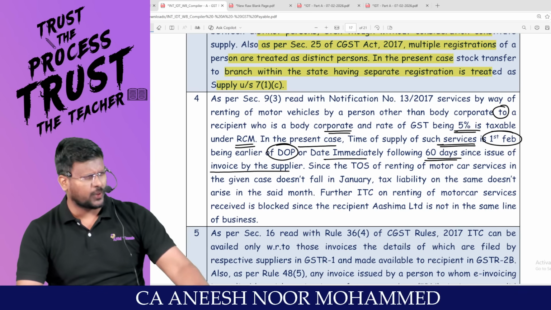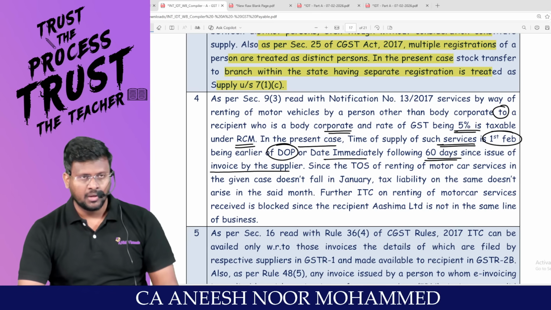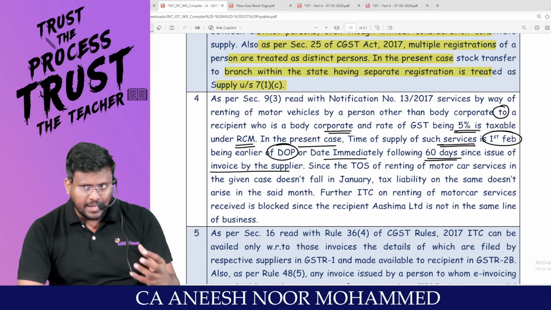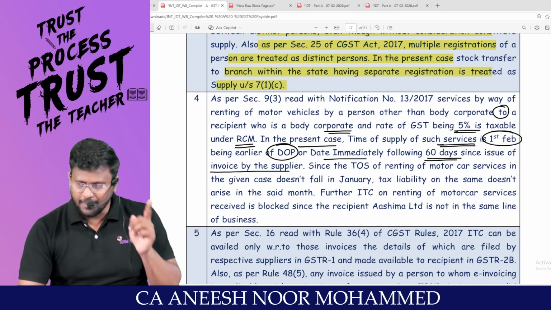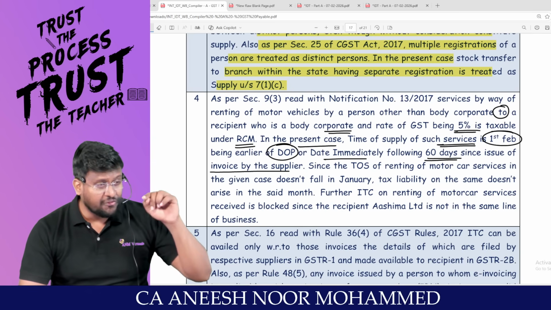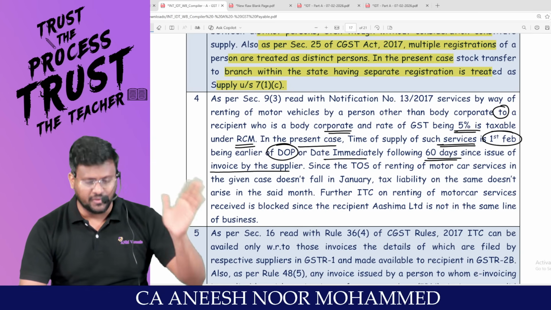That means one thing for sure: for this, it is RCM. The tax liability has to be paid by the recipient. For that, you have to check the time of supply. Time of supply is the date of invoice or the 61st day from the supplier's invoice, whichever is earlier.